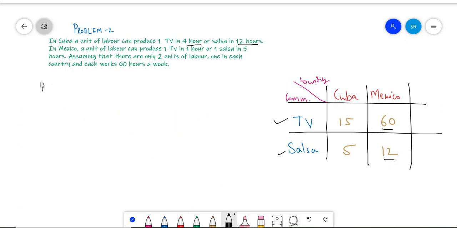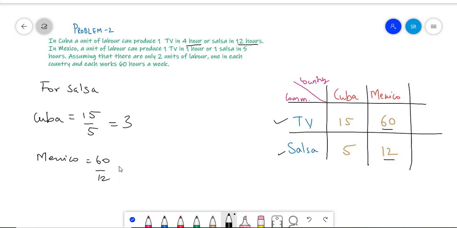Similarly, if you calculate the comparative advantage for salsa, we will have the ratio for Cuba as 15 by 5, which equals 3, and for Mexico 60 divided by 12, which equals 5. Here we can say that Cuba, for every 1 unit of salsa, has to forego only 3 televisions, whereas Mexico has to forego 5 televisions. So the opportunity cost is higher for Mexico and lesser for Cuba.